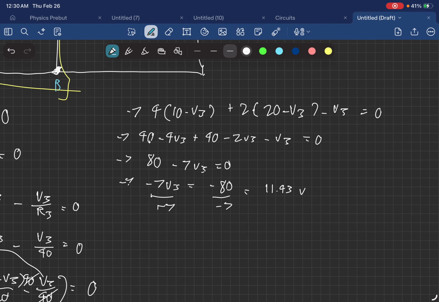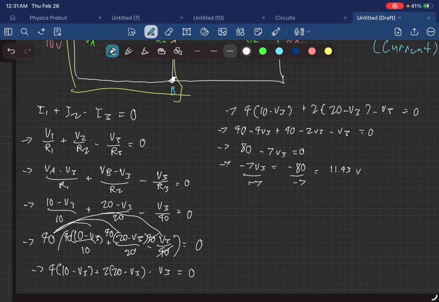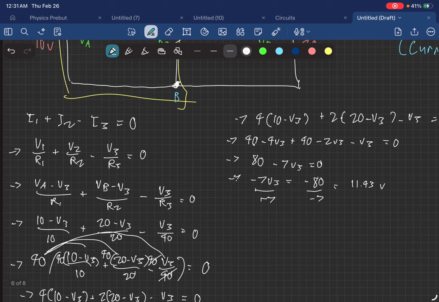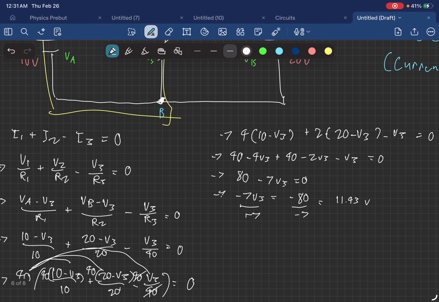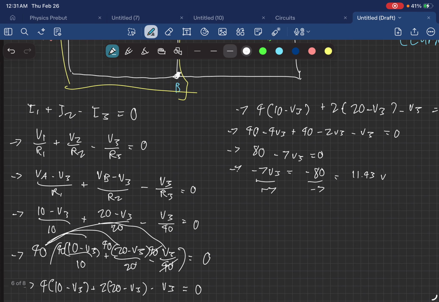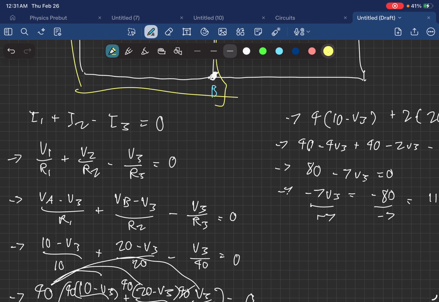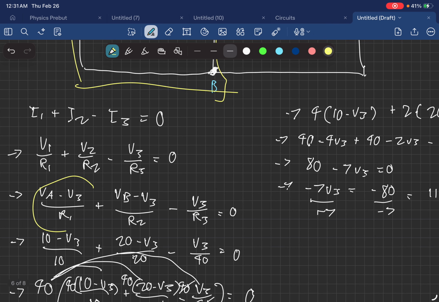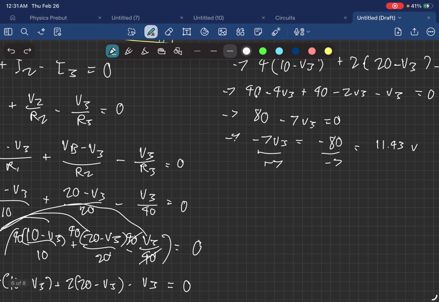Okay, so now that we know our V3, what do we do next? Well, our missing values are currents, remember? We want to look for I1, I2, and I3. You look here at the equation that we made. This is already your I1, this is your I2, this is your I3. We already put it down there, so we just need to substitute V3.